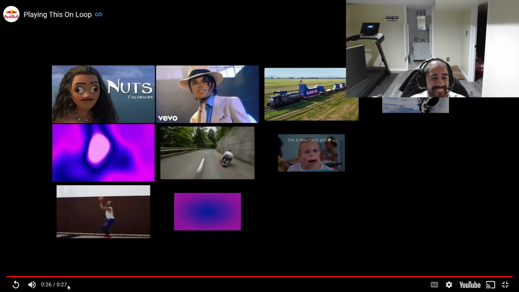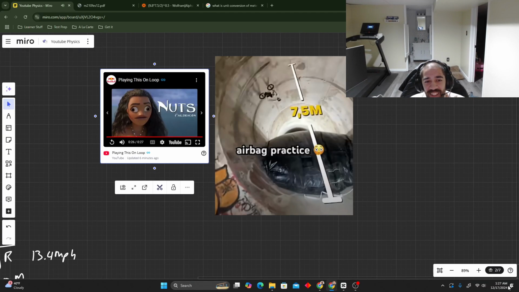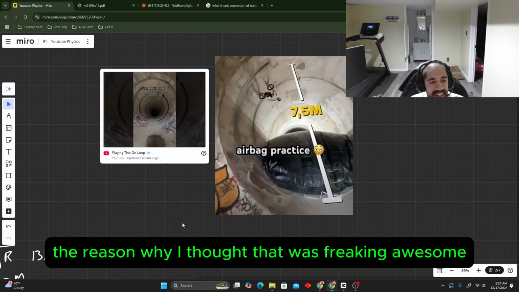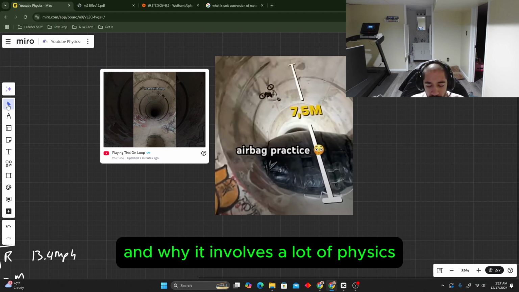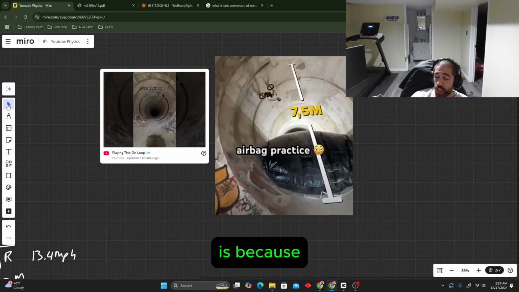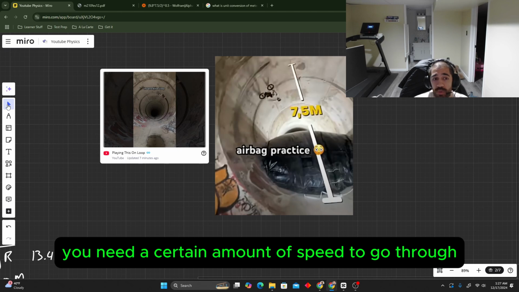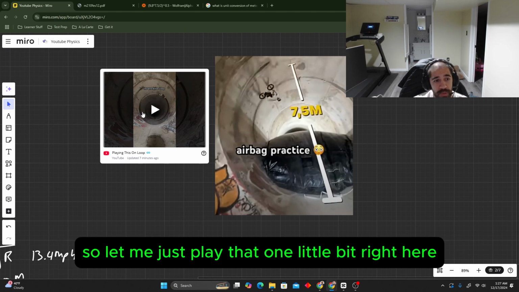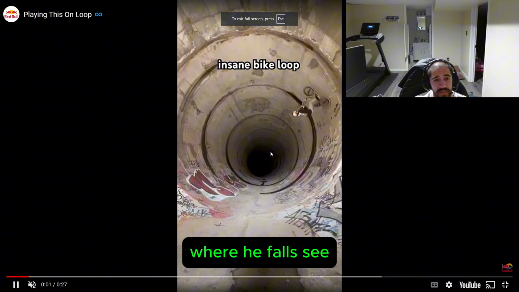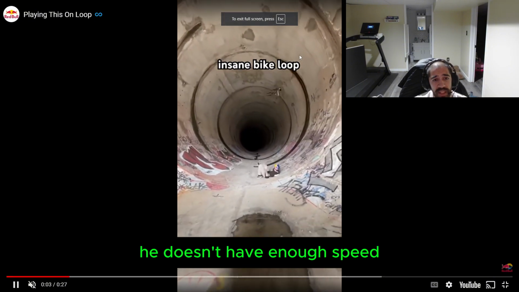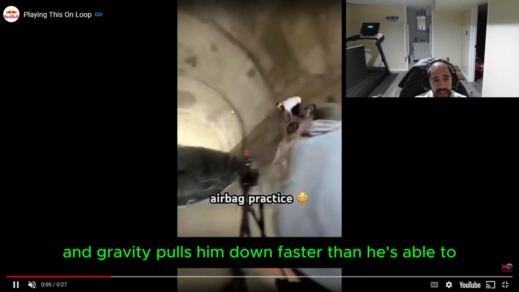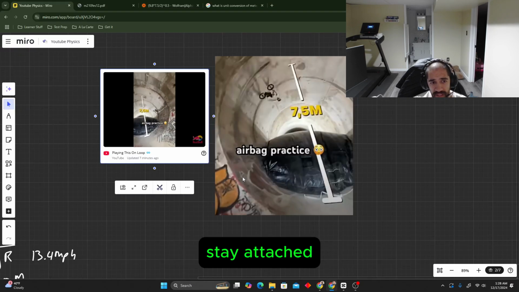That's cool. All right. The reason why I thought that was freaking awesome and why it involves a lot of physics is because you need a certain amount of speed to go through. I don't know if you saw, so let me just play that one little bit right here when he falls. See, he doesn't have enough speed, and gravity pulls him down faster than he's able to stay attached.